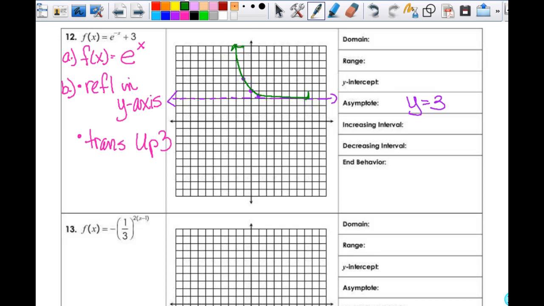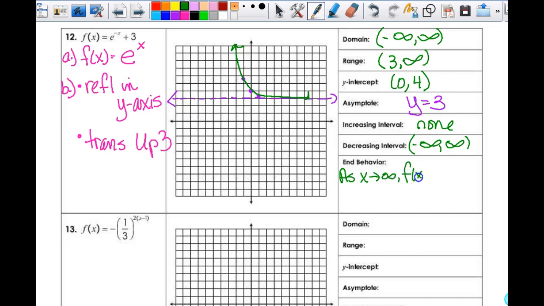All right. My domain goes from -infinity to infinity. What's my range? Good, 3 to infinity. Do I know exactly what my y-intercept is? Yes, there's no guessing there. So that's at 0, 4. I'm increasing none, decreasing the whole time. As x approaches infinity, f of x approaches 3. As x approaches -infinity, f of x approaches infinity.